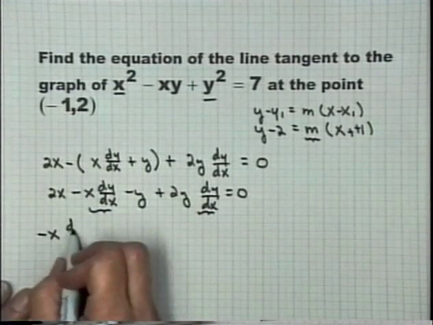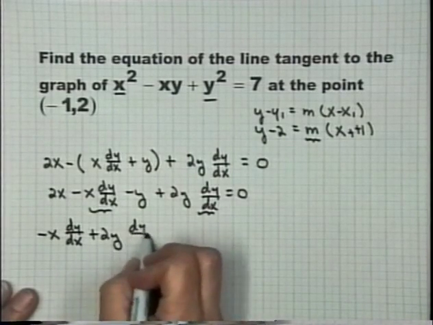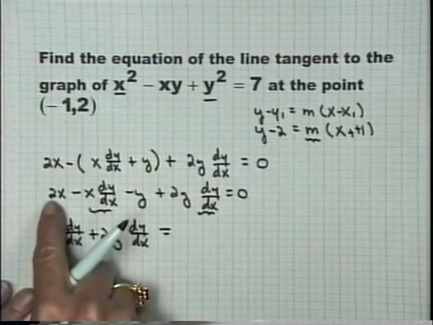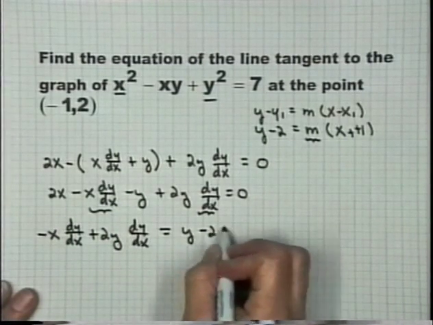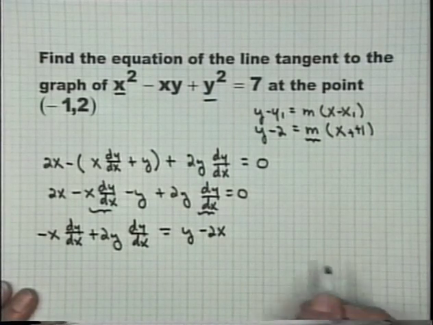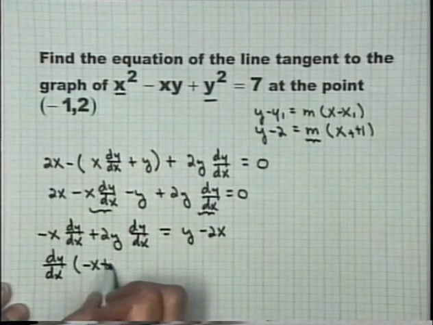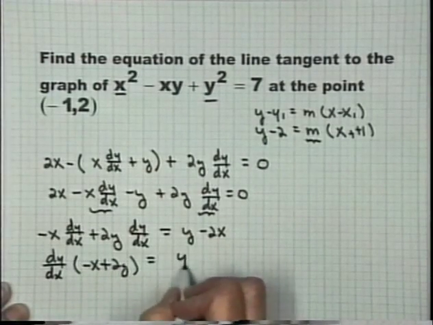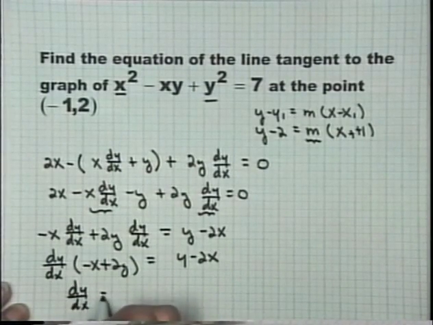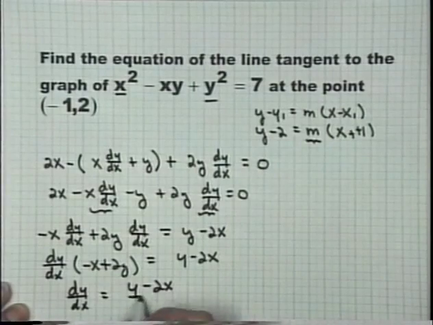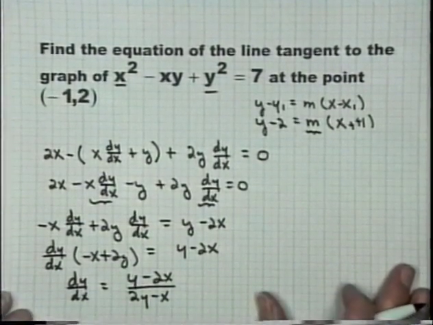Here are my dy/dx terms, so let's isolate those. Negative x times dy/dx plus 2y times dy/dx equals, we're going to move this and this to the other side. Since we're adding the y, let's put it first and then subtracting 2x, so y minus 2x. Now I'm going to factor out my dy/dx, which leaves minus x plus 2y. And then we divide. So dy/dx equals y minus 2x over, and I think I'm just going to write this in the form 2y minus x instead of minus x plus 2y. It's the same difference.